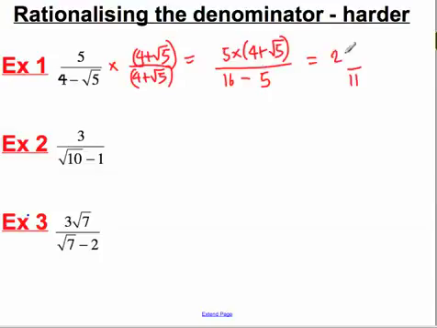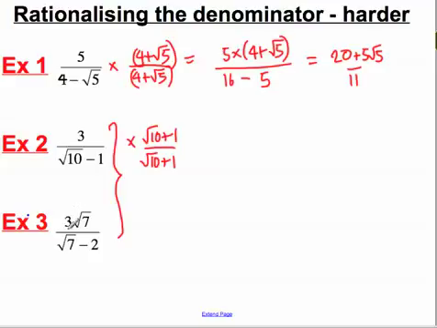5 times 4 is 20. 5 times root 5 is plus 5 root 5. I've generated an equivalent fraction here, and the surd is no longer on the bottom. I will just tell you what you need to times the top and bottom by in these two examples and leave it to you. Multiply the top and bottom by root 10 plus 1. Multiply the top and bottom here by root 7 plus 2. And you should be able to do those now and get the rationalised fraction.